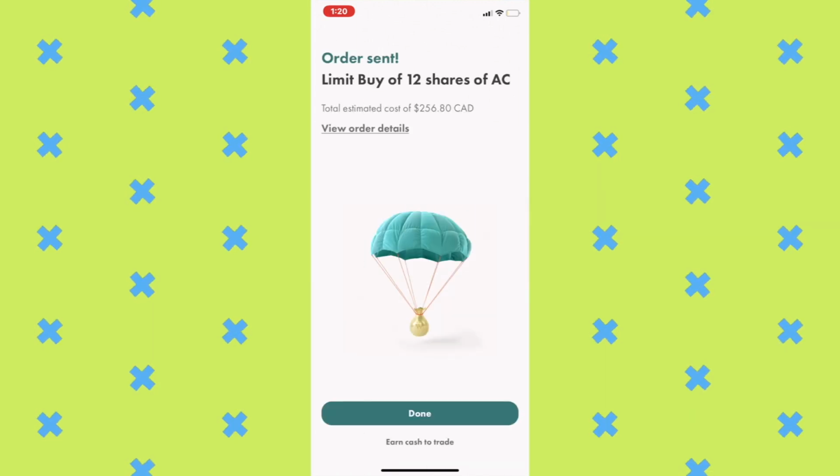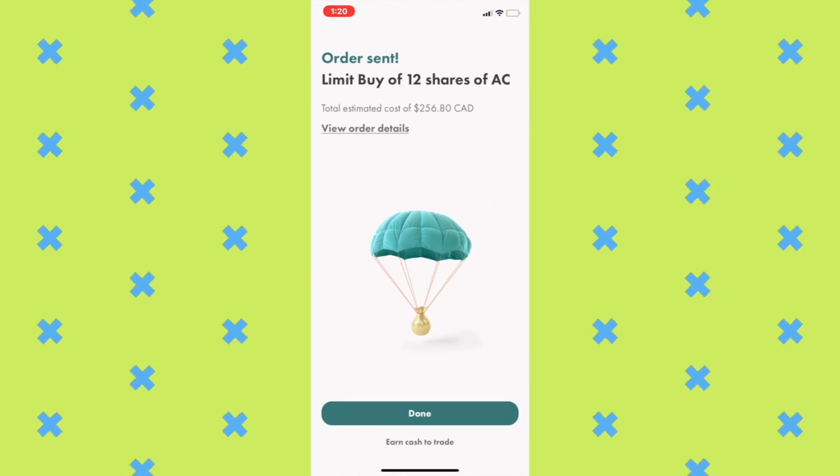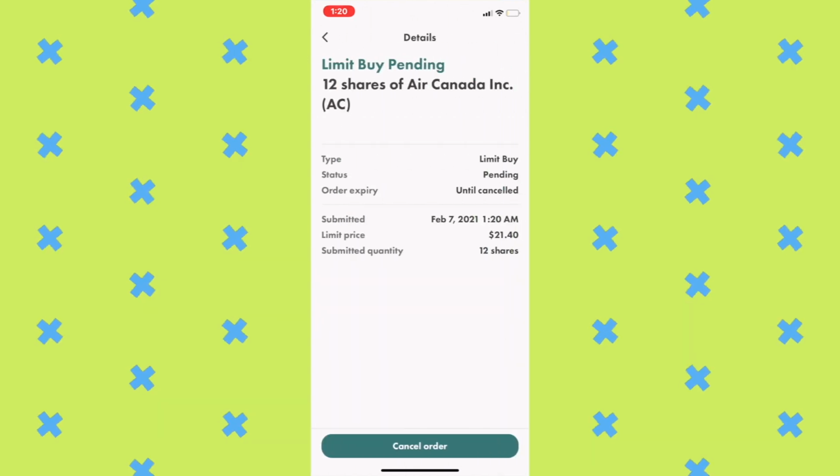As you see, it says sending order. And as you can see, the order has been sent. So the total estimated cost is $256.80. This may change since it may be lower since it is a limit order, but that is the maximum you're going to be spending. So you can click view order details, and as you can see, it's a limit.